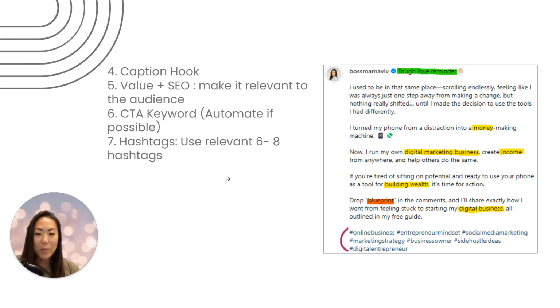Number 5, value and SEO. We spoke about SEO before in the previous videos, but search engine optimization. So keywords such as the ones in the yellow: money, digital marketing business, income, building wealth, digital marketing or digital business, those are SEO words. And within that, I put some context, value leading up to my CTA, my call to action keyword.